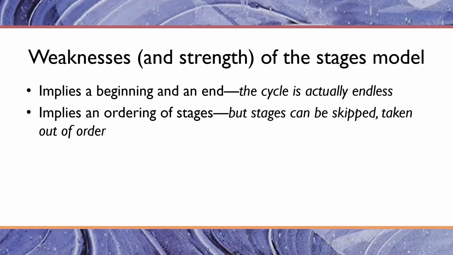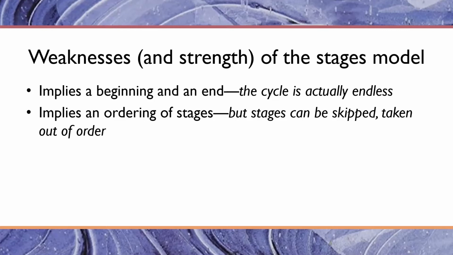A second weakness is that it implies an ordering of stages. They come in sequential order. That is, issue emergence happens before agenda setting, and then alternative selection happens after an issue gets on the agenda. But stages in the policy process can be skipped or taken out of order. For example, we can skip evaluation. Sometimes policies aren't even evaluated.